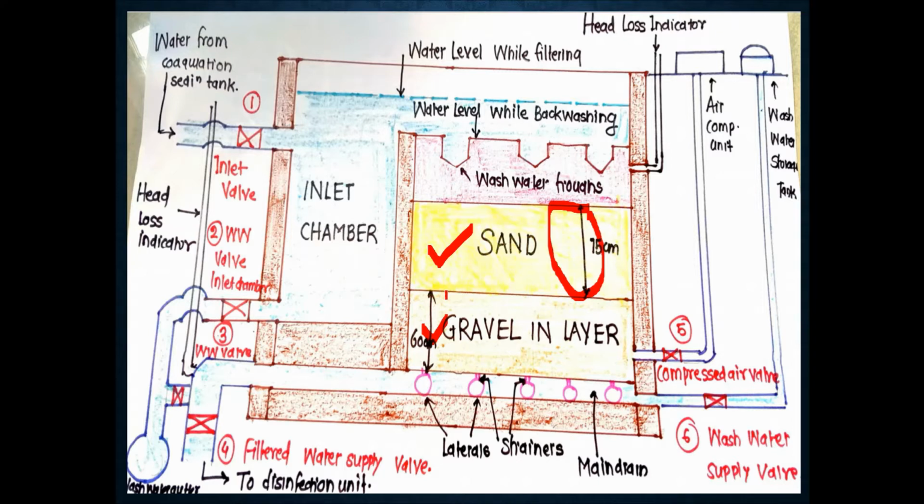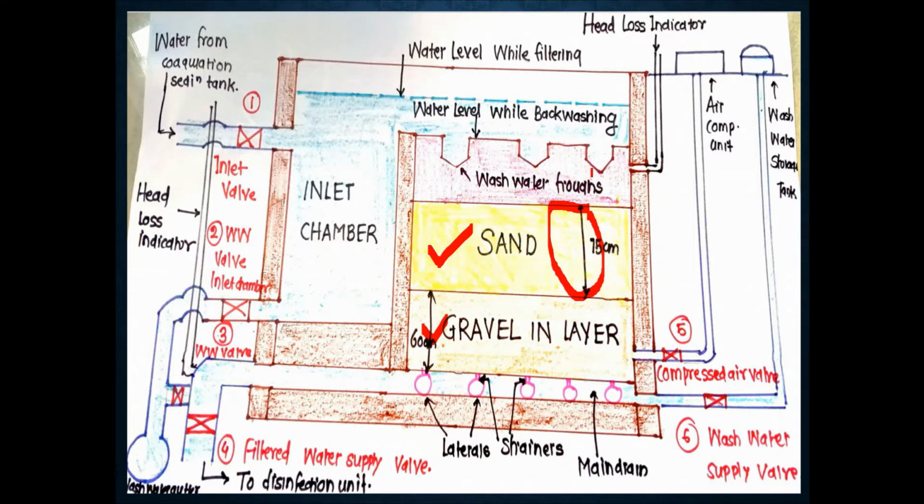If we reverse it, coarser at the top and finer at the bottom, then what will happen? Impurity will directly pass through the gravel material, because gravel material has larger void spaces, and it will go directly into the underdrainage system, and this is a big drawback. So always remember, coarser material, either gravel or sand, is always placed at the bottom, and finer material is always placed at the top. Remember this with respect to the filter media.